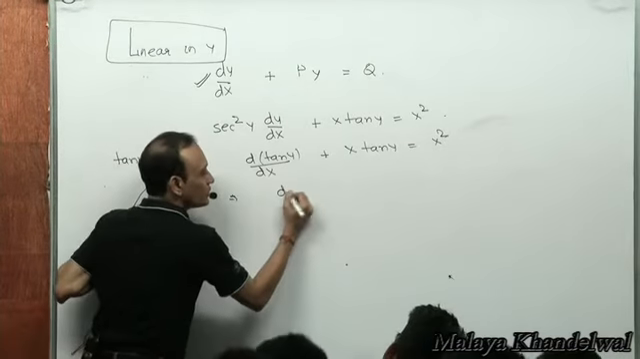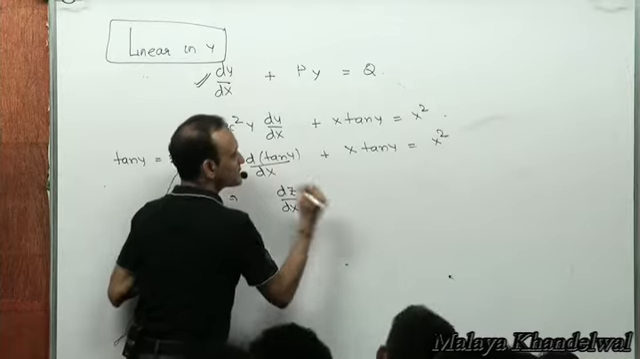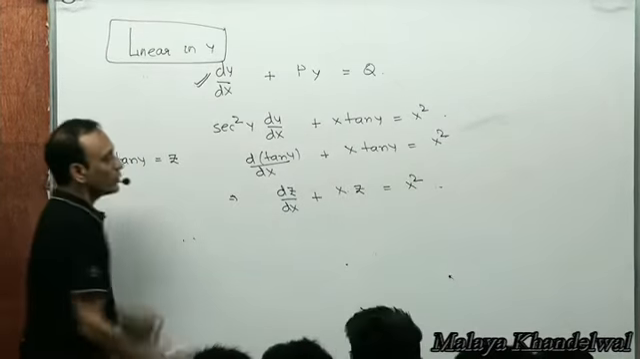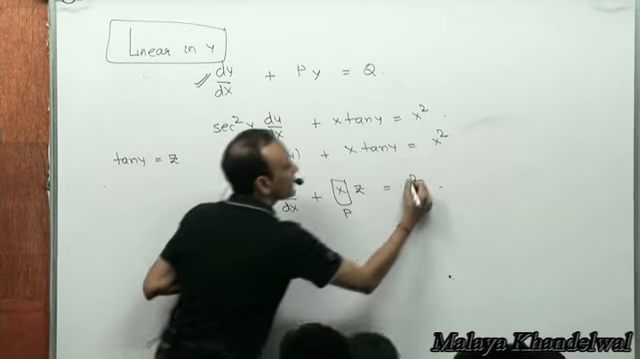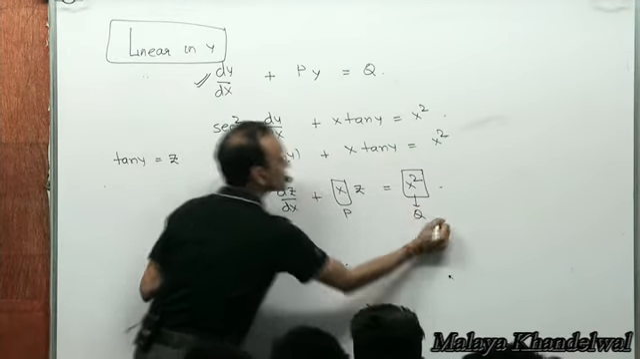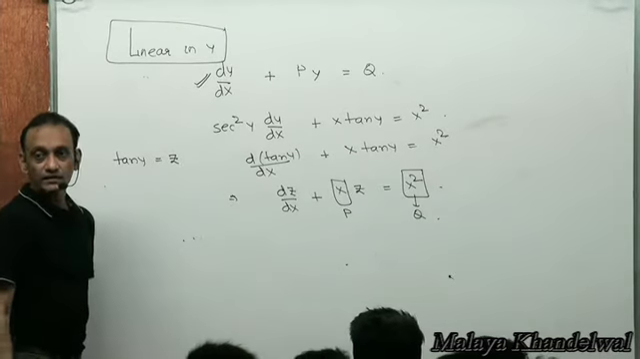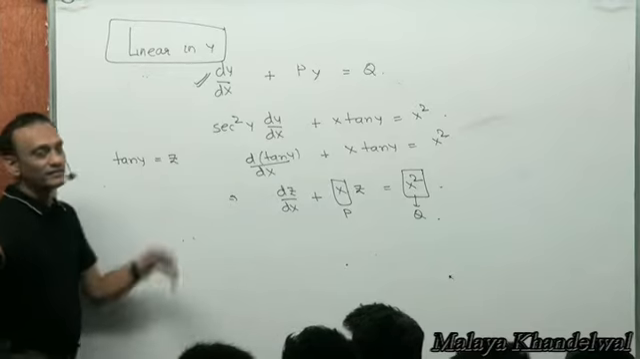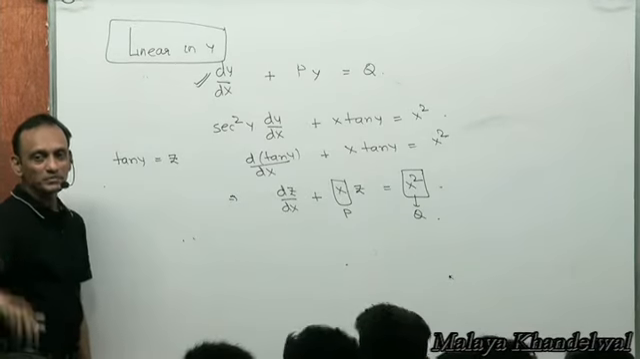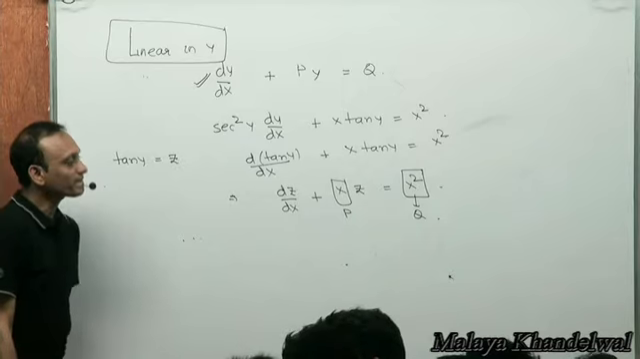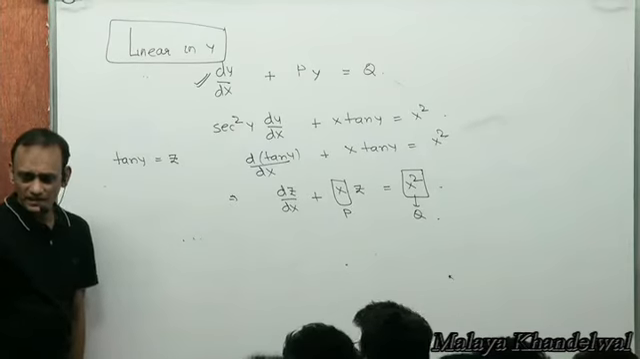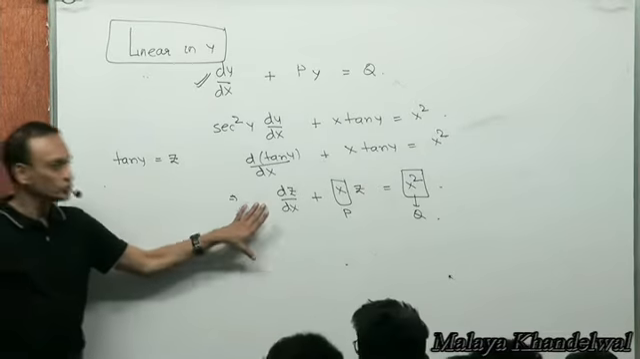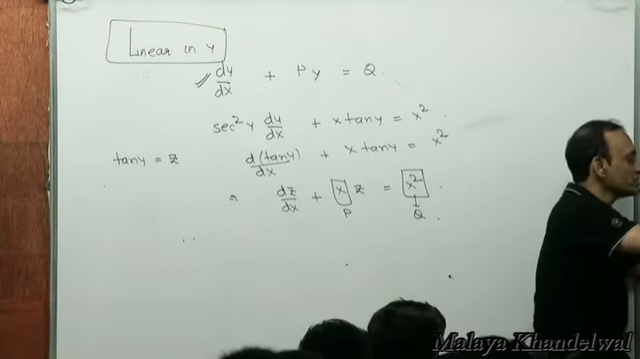Yes or no? So dz/dx plus x z equal to x squared, where p is a function of x and q is a function of x. It's linear in z. Some problem in the sheet? Check that out. It's there in the sheet. You want me to tell you exactly where I picked this problem from in the sheet? I'll tell you.